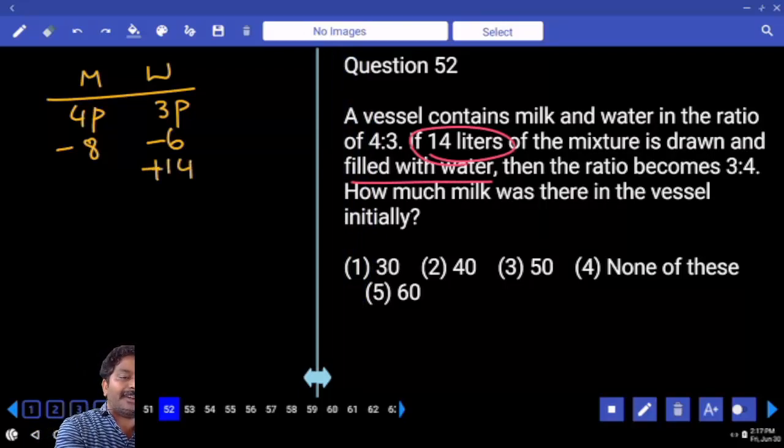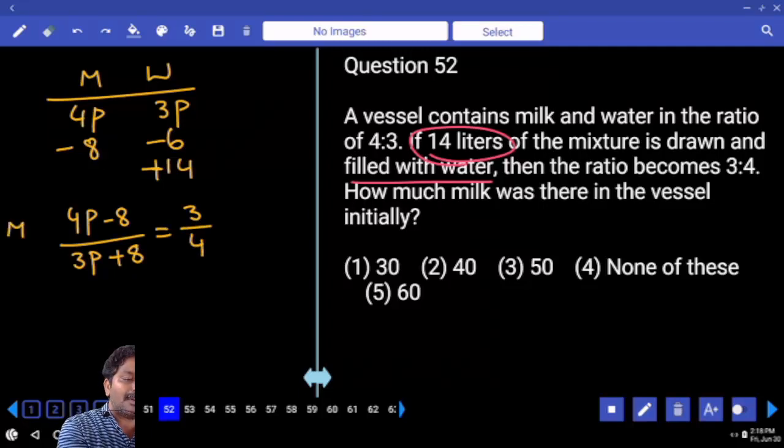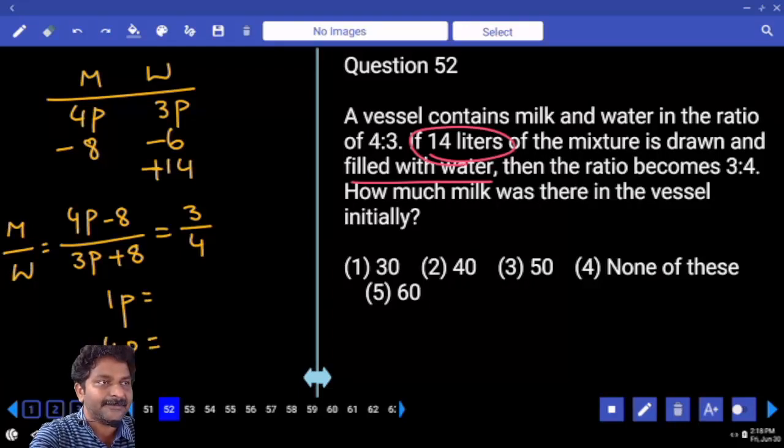Now final quantity of milk is 4 parts minus 8 and water is 3 parts plus 8. And now the ratio becomes 3:4. You need to solve and get the value of 1 part. After getting 1 part value, you need to calculate 4 parts value. Right.